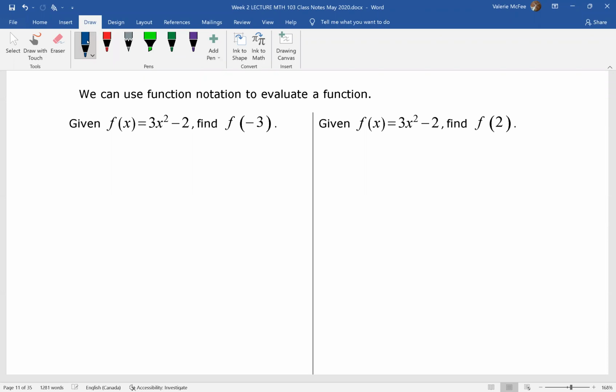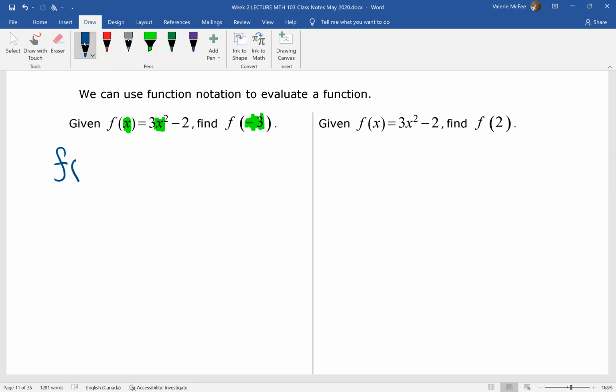We can use function notation to help us evaluate a function. In that last example, I asked you to find y when x is -3. I've written this now as a function. The f of x equals 3x squared minus 2. And I'm asking you to find the f of -3. When we change this x, in this case to -3, we have to change every x in the function.